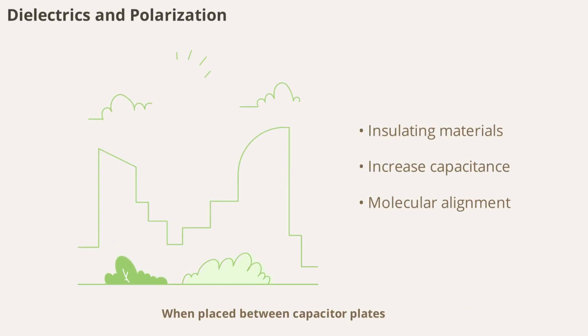When placed between capacitor plates, they increase the capacitance by reducing the effective field. Polarization occurs as the molecules align with the field, storing additional energy. Dielectrics are crucial for improving the performance of capacitors and other electronic components.